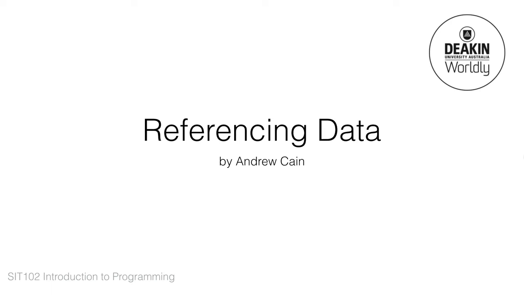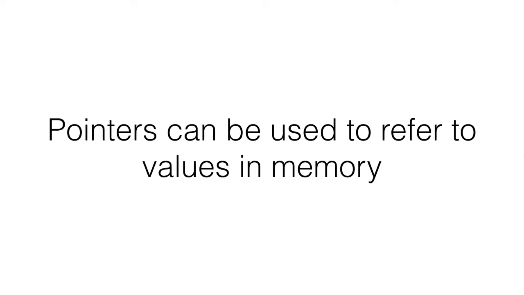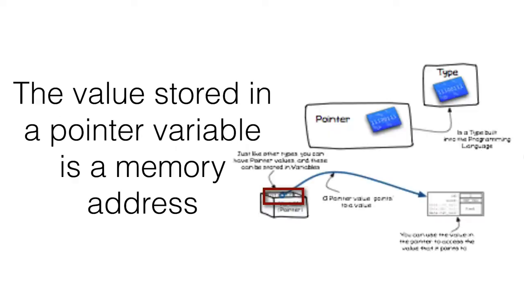Let's have a look at how we can reference data in our code, what we can use to refer to some other location in memory. The thing I'm talking about is called a pointer. Pointers are used to refer to values that exist somewhere else in memory. The value stored inside a pointer is then an address. It is a location in memory itself. It says where you'll find the value is over here.